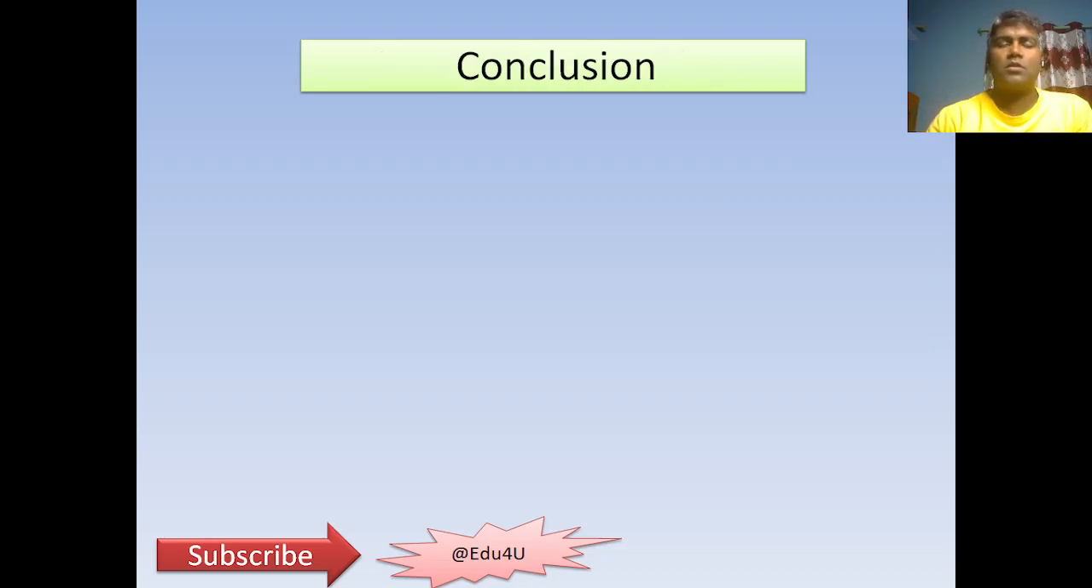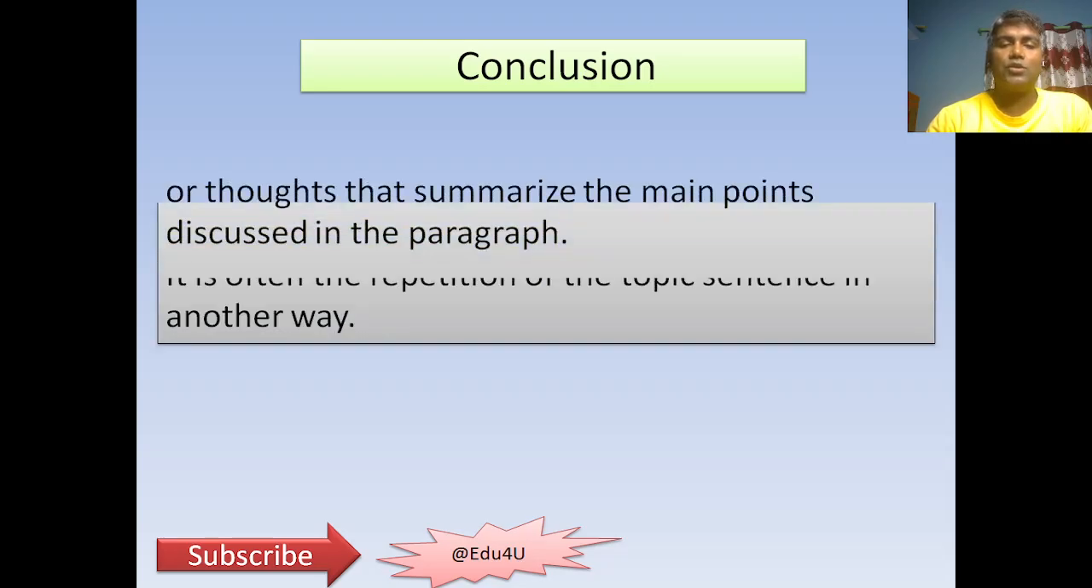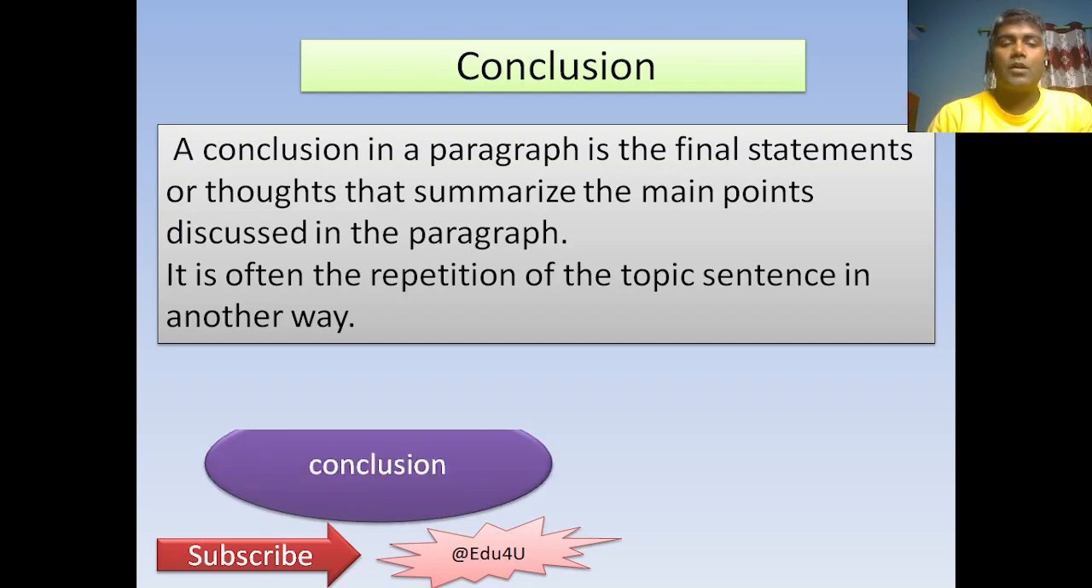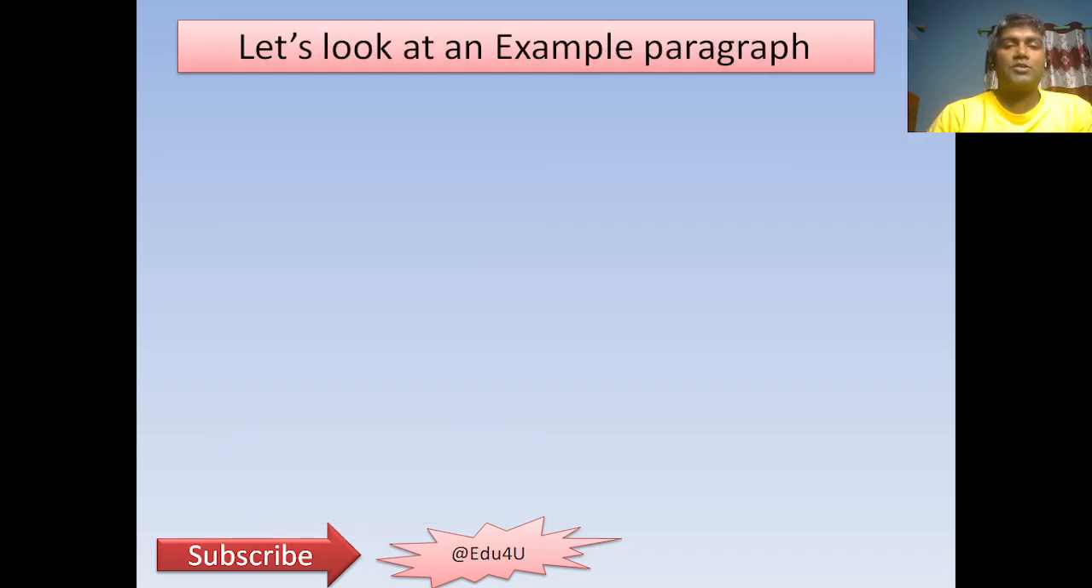Now we have the conclusion as the last sentence. Generally, the conclusion in the paragraph is the final statement or thought that summarizes the main point discussed in the paragraph. It is often the repetition of the topic sentence in some other style. Now, let's look at an example paragraph and analyze it on the basis of the given format that we have studied. The format is the topic sentence, the supporting details, and finally the last sentence known as the conclusion.